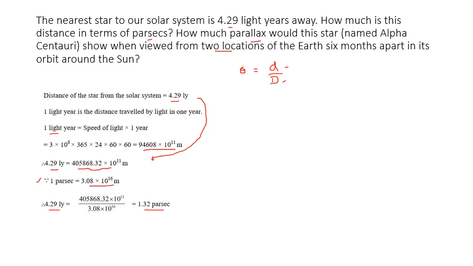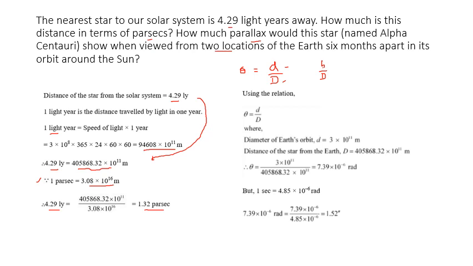For this case, or generally, what is the formula? B by D. B is the basis, that is the distance between the two observatories. Do you remember? So B is the basis and capital D is the distance between the observatory and the distant object. So you can use this formula based on the given values.